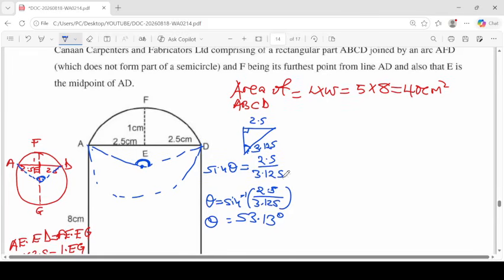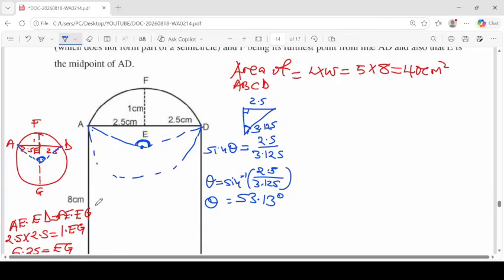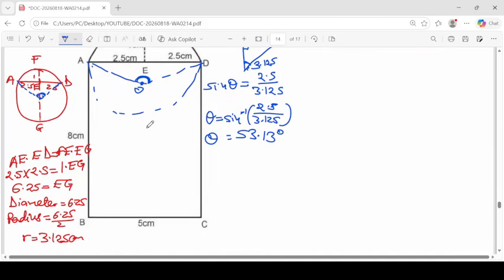Now I want to get the area. If this is O, I have the sector OAFD, and I want to get the area of that semicircular part. That is the area of the segment. I'll have to get the area of the triangle minus the area of the sector. Let me get the area of the triangle.